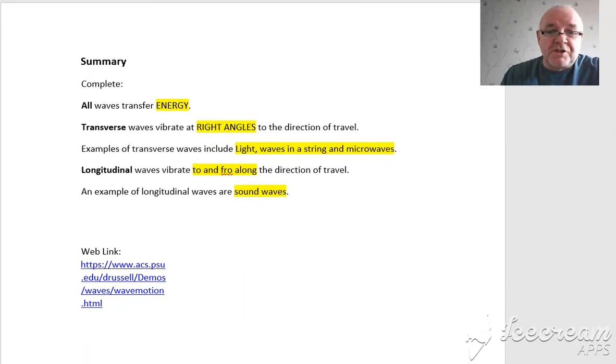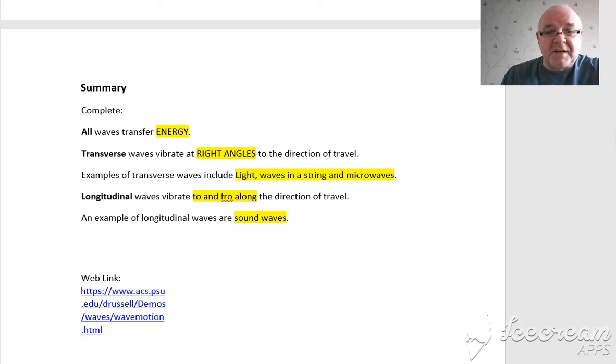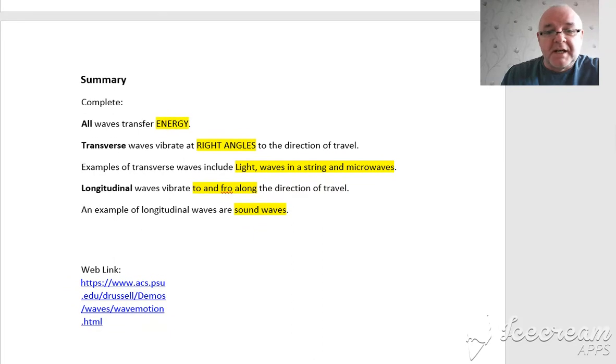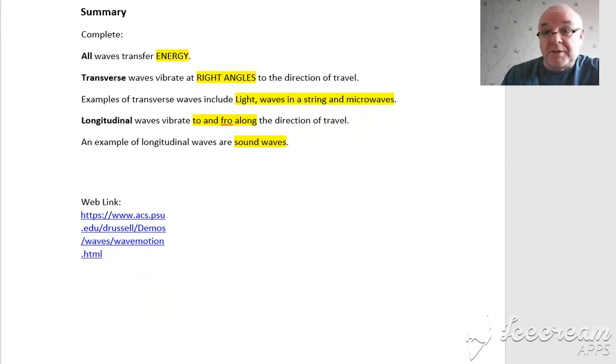So the summary which you should have is all waves transfer energy. Transverse waves vibrate at right angles to the direction of travel. Examples of transverse waves include light, waves in a string, and microwaves. Longitudinal waves vibrate to and fro along the direction of travel. And an example of longitudinal waves are sound waves.